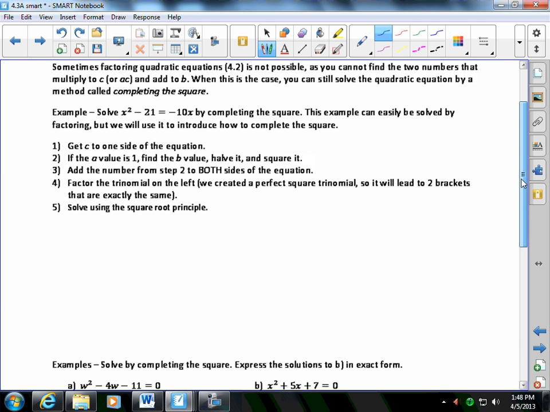So what we want to do for this one, when we're solving for the equation and not just putting it in vertex graphing, is we want to get the c to one side of the equation. So we want to get c by itself. And we kind of did that in the other one, but we just added or subtracted it onto the end of the equation. In this one, we're going to move it to the other side of the equation.